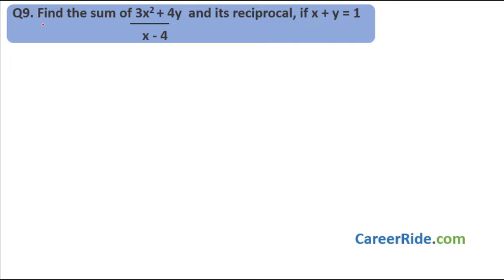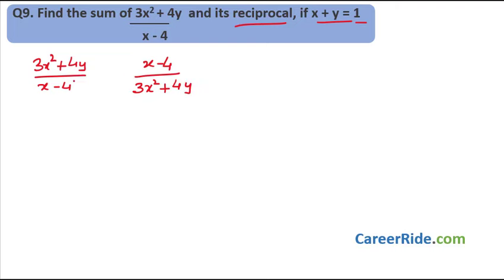And our question number 9 is: find the sum of (3x square plus 4y) upon (x minus 4) and its reciprocal, if x plus y is equal to 1. So first of all, let us see what is given and what is asked. You are given an algebraic expression (3x square plus 4y) upon (x minus 4) and you have to add it to its reciprocal. So first of all, let us see what its reciprocal is. Its reciprocal would be just the inverse of this. So it would be (x minus 4) upon (3x square plus 4y).